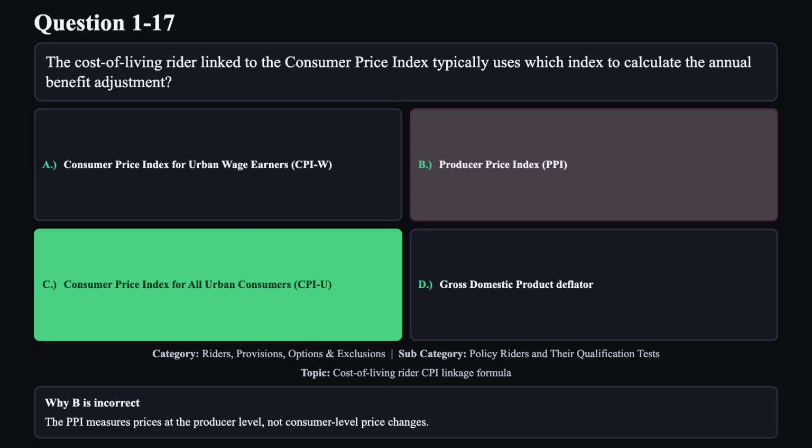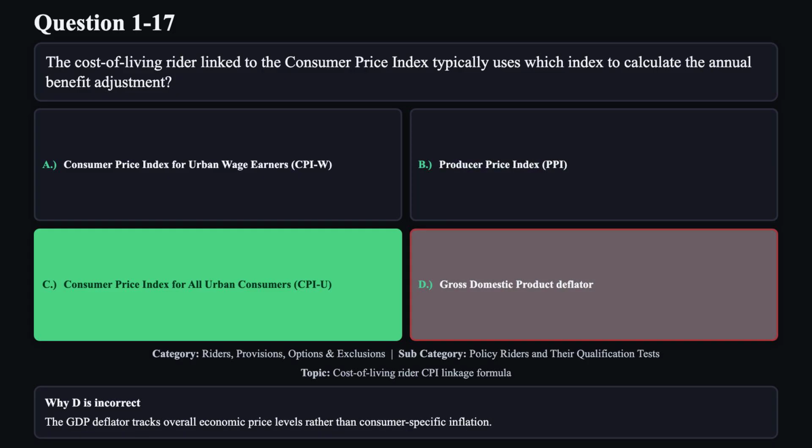Reason B is not correct. The PPI measures prices at the producer level, not consumer-level price changes. Reason D is not correct. The GDP deflator tracks overall economic price levels rather than consumer-specific inflation.